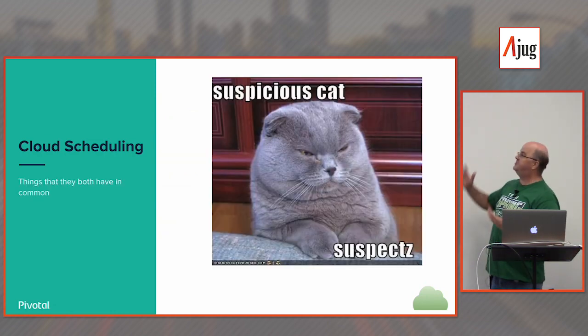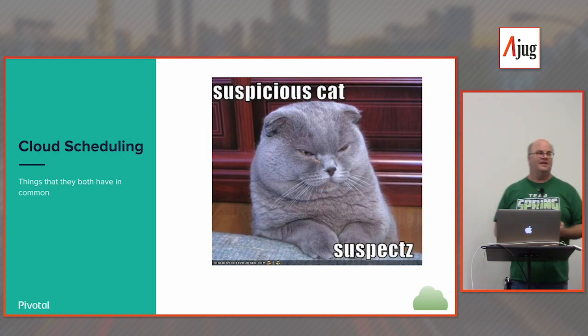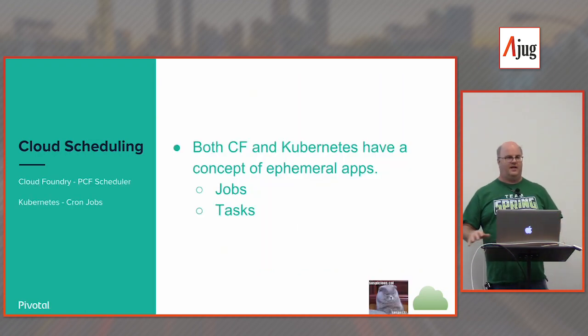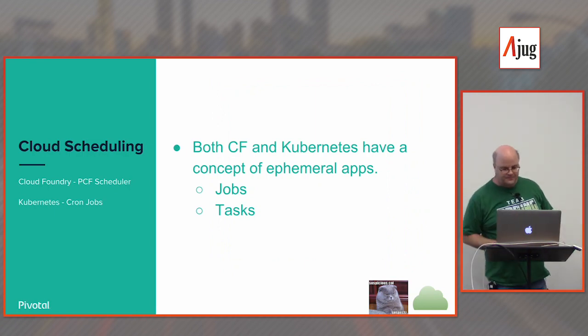Unfortunately, I have a cat named Suspicious Cat, and he suspects I'm not telling you the truth. So I'm going to prove to Suspicious Cat that these things have a lot in common. Actually, my cats are orange and the other one's black, but that's okay. I like Suspicious Cat. He's a good cat.